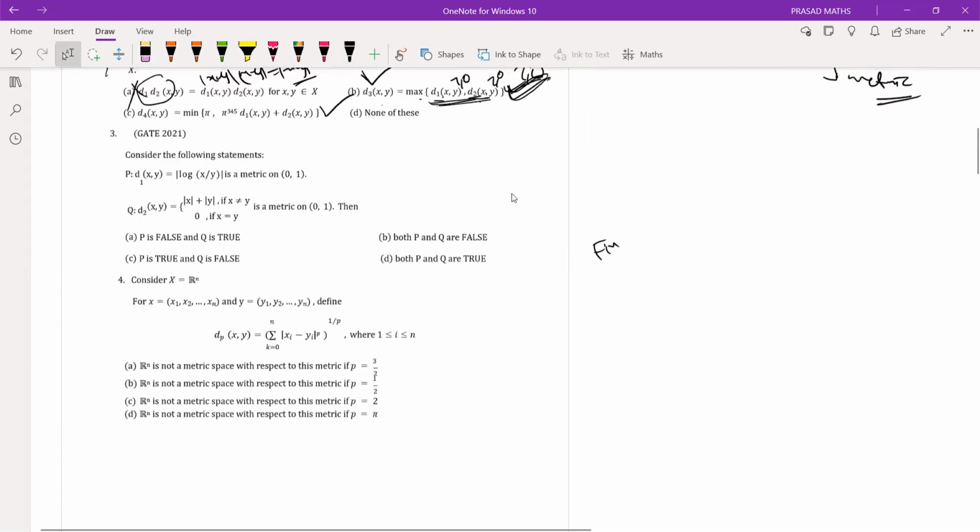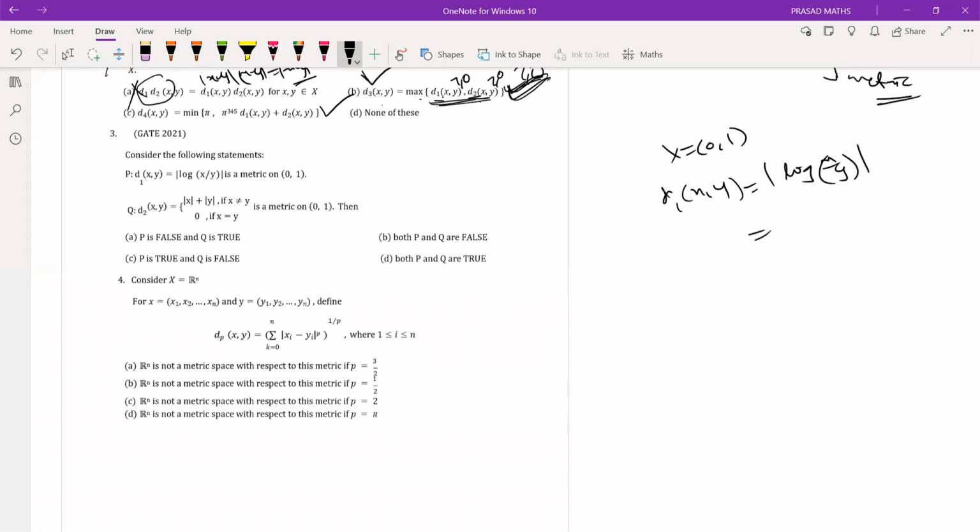So therefore, first one. What is D1? What is my set actually? X is equal to (0, 1). Right? So therefore, is it a metric? Yes, I already told you. D1 of x comma y is nothing but what? Log of x by y. I already told you this is nothing but log x minus log y. Yesterday I told you this is a metric.